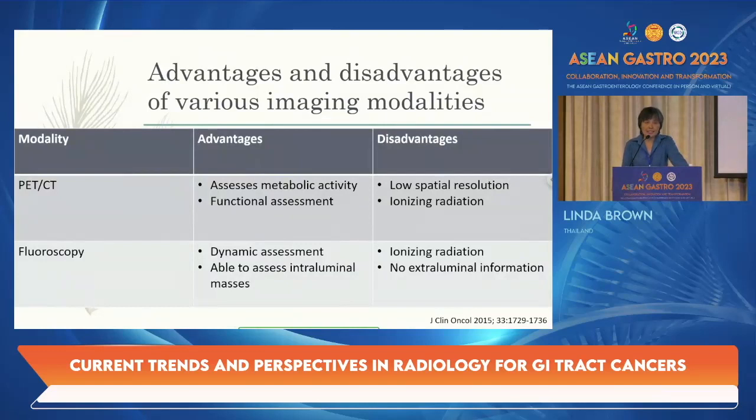PET-CT, the good thing about PET-CT is that you can assess metabolic activity. You can look at functional assessment, but the downside is that it has low spatial resolution. So if lesions are small, there is a chance that you will miss the lesion, and there is also the effect of radiation. Last but not least, conventional fluoroscopy. The good thing is that you can see dynamic assessment. You can see peristalsis of the lumen, and you can see the lesion inside the lumen. But the negative thing is that you cannot visualize the extraluminal information, and there is still radiation.